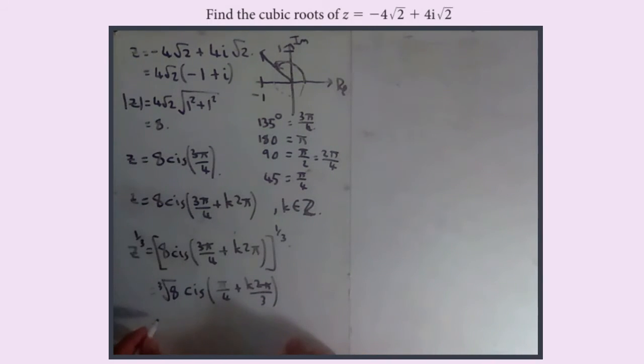I want to be able to add these together, and I'm going to use different values of k so I get these three answers. I'm actually going to draw them on an Argand diagram if I have space. The cube root of 8 is just 2, so it's 2 cis, and now I'm going to call this pi by 4. We've got a common denominator of 12 for 4 and 3, so that can be 3 pi by 12 plus, multiplying that by 4, k 8 pi by 12.